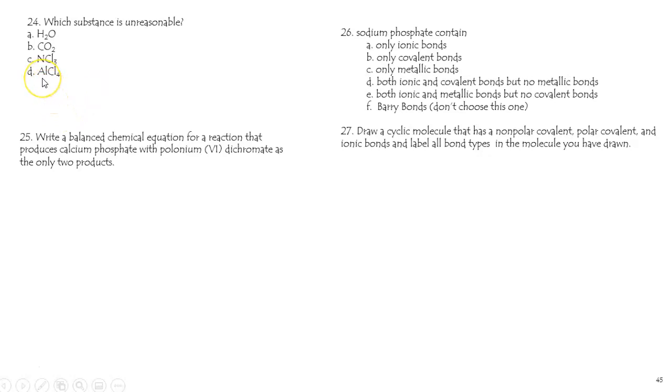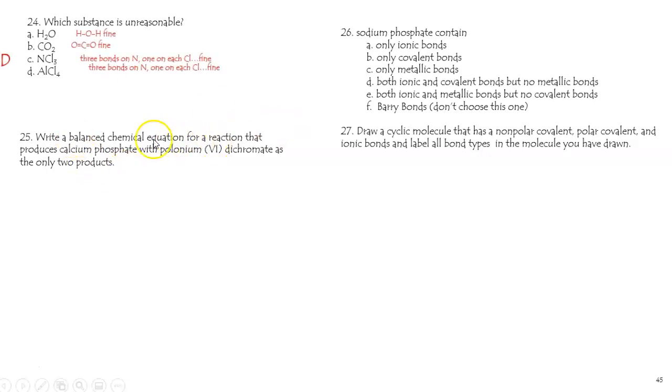This does not. Aluminum likes to form 3 bonds. It's in the third group. Chlorine likes to form 1. So unless this is some sort of cation, even that's weird because there's no lone pair on aluminum. That's not a reasonable substance. That is letter D.